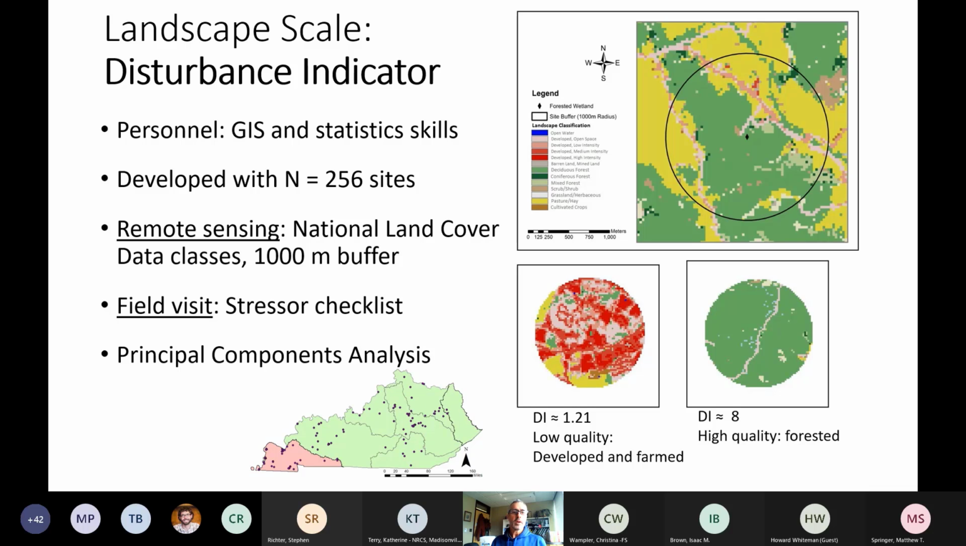So you can see on the figures on the right, the lower left buffer is mostly disturbed. The wetland has mostly disturbed landscape around it, and then the buffer on the right is a wetland that's embedded in a more natural forested wetland. So the disturbance indicator values range from 1 to 10 based on how much natural or disturbed habitat there is, and then also how many stressors we found during the site visit.